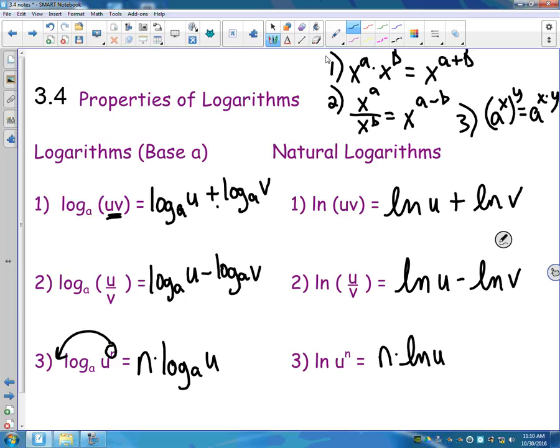All right, you need to know those properties. Today we're not going to do anything except practice using them, but then that's going to lead us to the next section in this chapter, which is solving equations using these properties and all the other properties that we've learned so far in this chapter. But today we're just going to practice going from one form to the other.